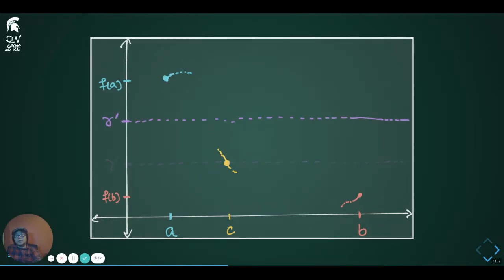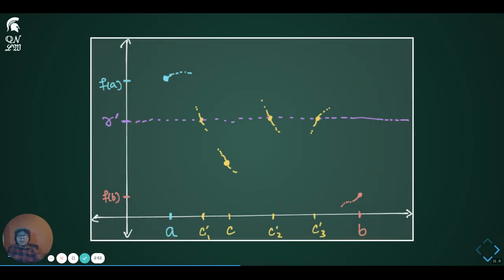Since the statement of the property requires the solvability to hold for all gamma, let's do the same thing with another gamma prime. Again, this is represented by a horizontal line. It turns out this time, the line gamma prime hits the graph of f 3 times, at 3 different points. We mark them c prime 1, c prime 2, and c prime 3. A bit of the function is also shown.